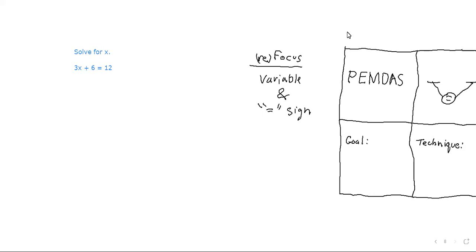Okay, so let's jump right into this. The question states, solve for x, and they give us an algebraic equation, 3x plus 6 equals 12. All right, so what are we going to do? We're going to use what we call our solve toolbox.